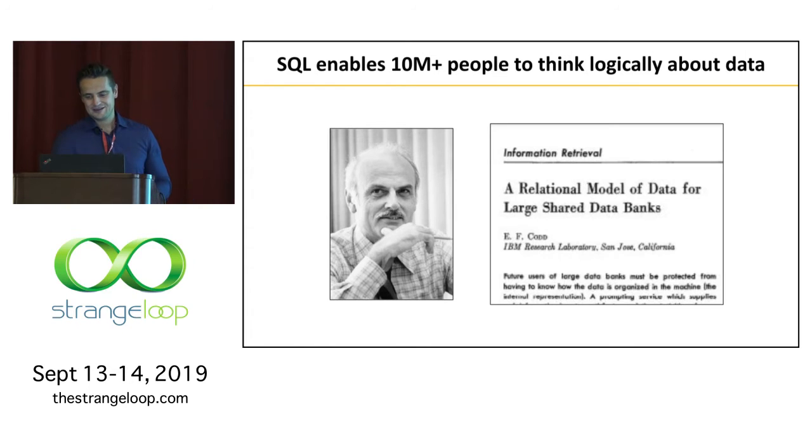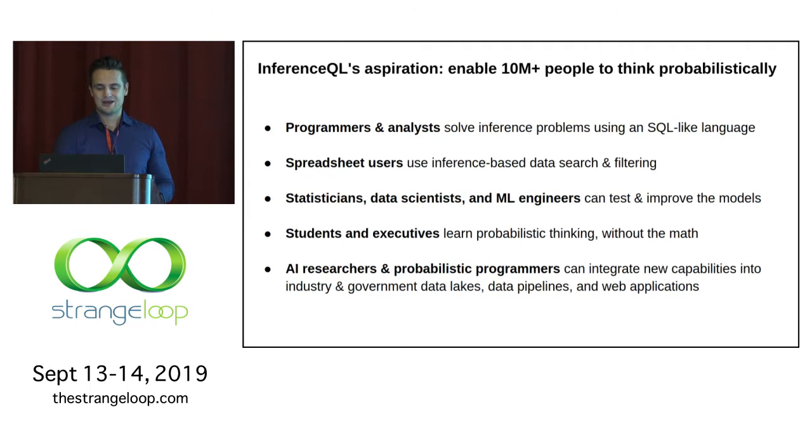I'll just read it out loud. He says, future users of large data banks must be protected from having to know how the data is organized in the machine. And what we are thinking about doing with InferenceQL is doing the same thing for data analytics and data science. So our aspiration, and that's an aspiration, not necessarily a realistic goal, is to enable 10 million people to think probabilistically.